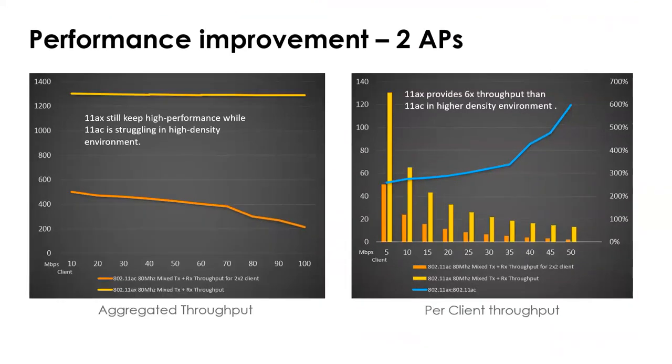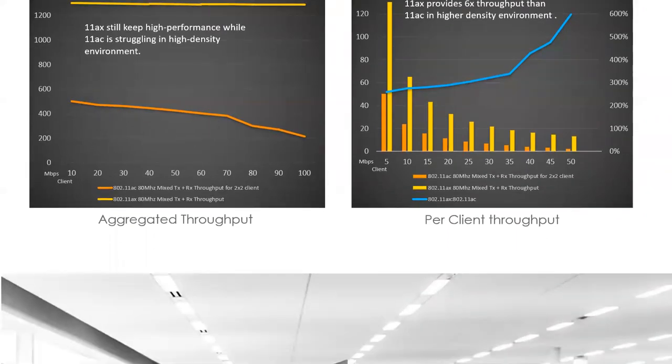Same thing here, but this is using a 2 AP scenario where you've got 2 different APs both using the same channel. And same thing, as you add clients, the aggregated throughput goes down with 11AC products, whereas with 11AX, aggregated throughput stays pretty stable no matter how many clients you have operating in that area.